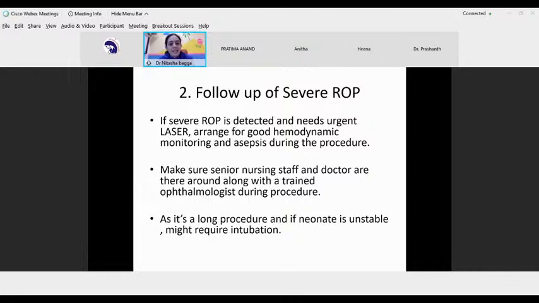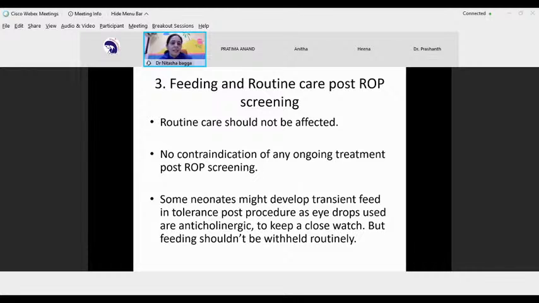Next slide, please. Coming to the feeding and other post ROP screening care, I would say routine care is usually not affected in a routine ROP screening.